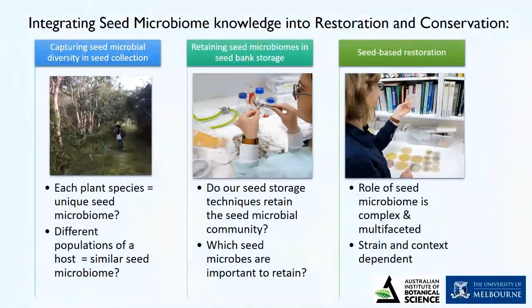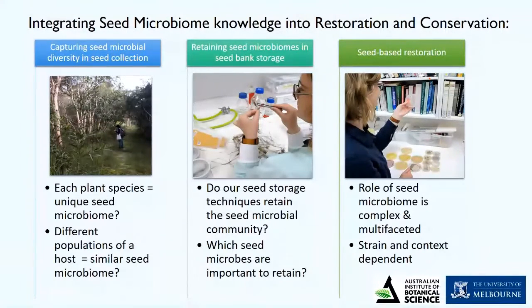And so how can this knowledge be integrated into restoration and conservation? Seed collections may provide an opportunity to capture not just the genetic diversity, but also the microbial diversity of a plant species. And our preliminary data suggests that even co-occurring plant species may each house a unique seed microbiome, and different populations of a host species may have a similar highly abundant microbial species present. Capturing seed microbiomes through seed bank storage may include viability checks of the seed, but also its microbiome.